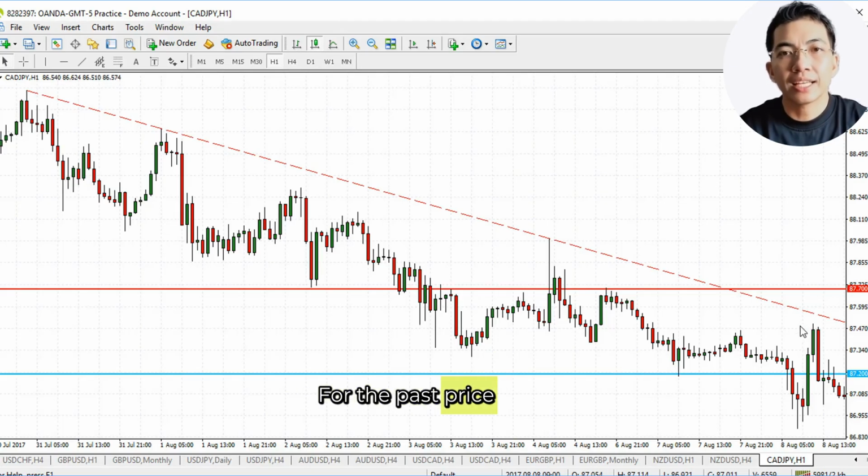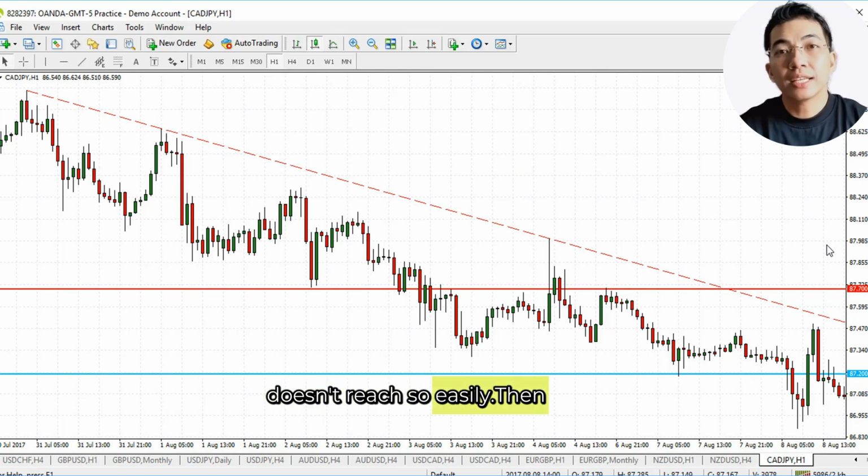For the past price action, I will say that the price was in a kind of sideways trend and the top price has been reached with this candle. That is quite far from my stop loss level. So definitely I will say that the stop loss is in an area that the price doesn't reach so easily.